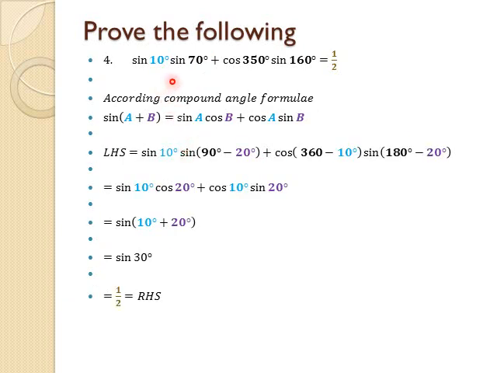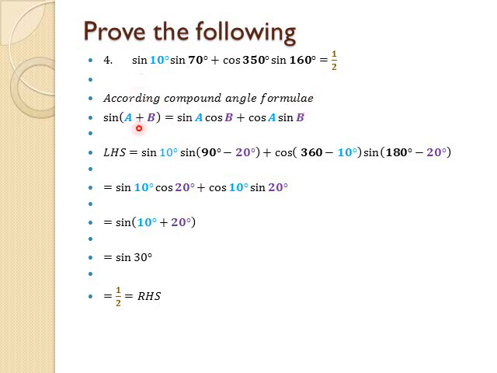Alright, problem number 4. Gave me sine 10 sine 70 plus cos 350 sine 160 equal half. Again, I must make them look the same. So they are 10, that must become 10. This is 70, I must make that 70.